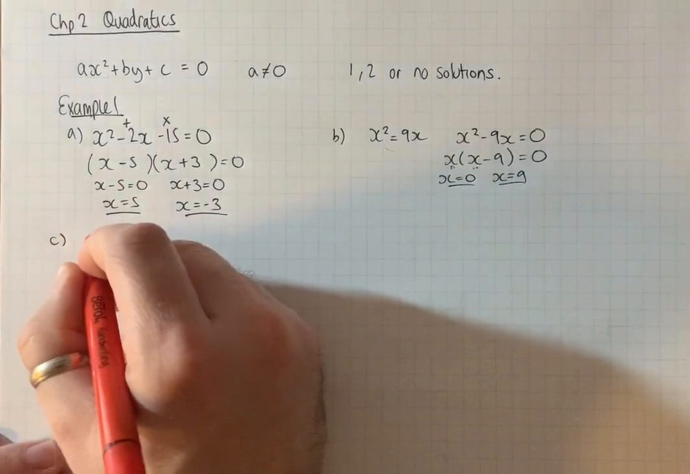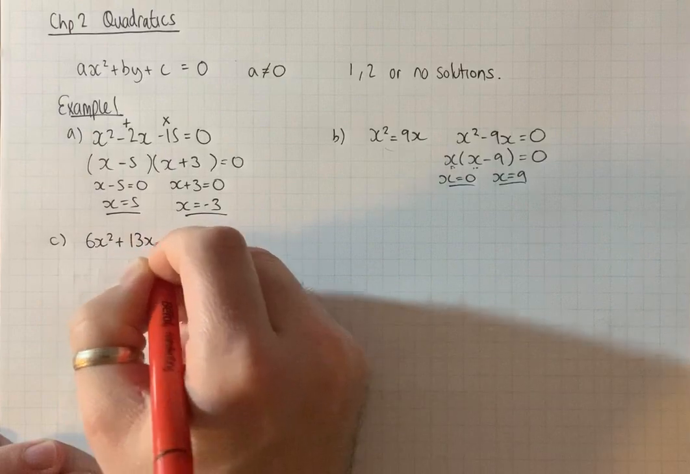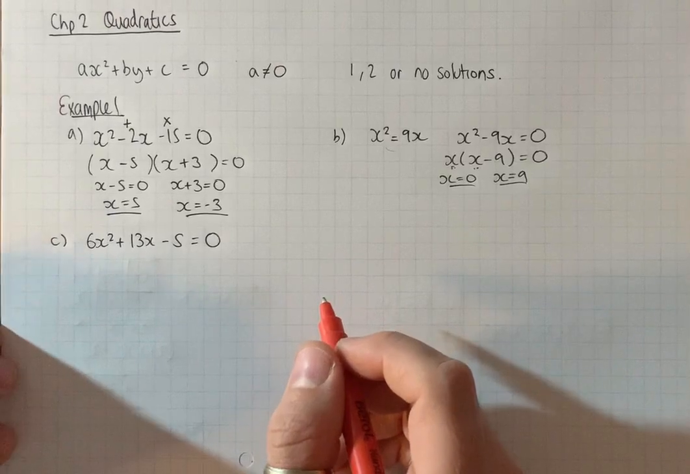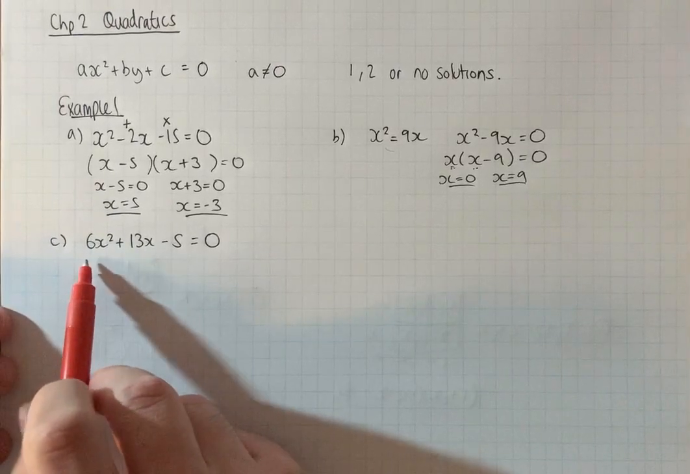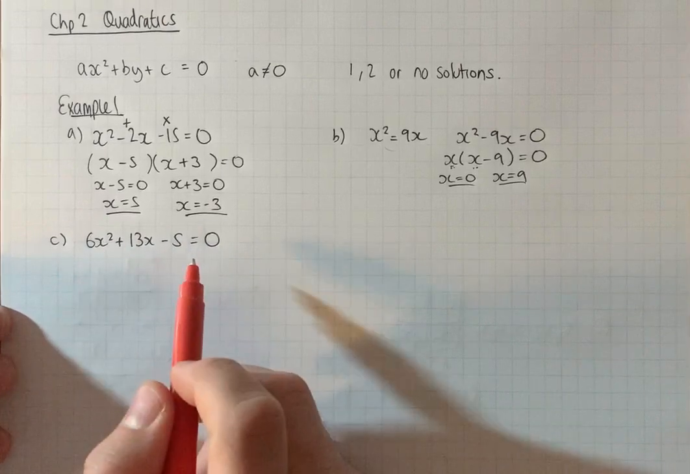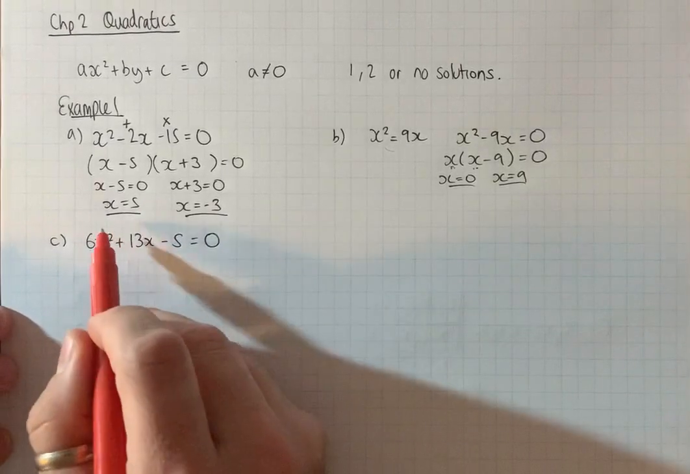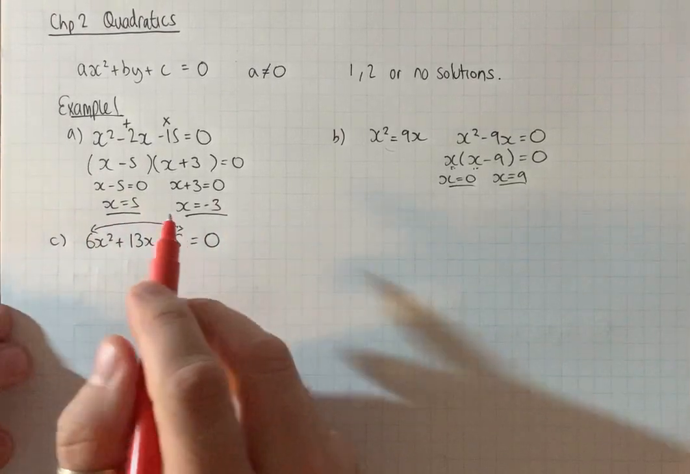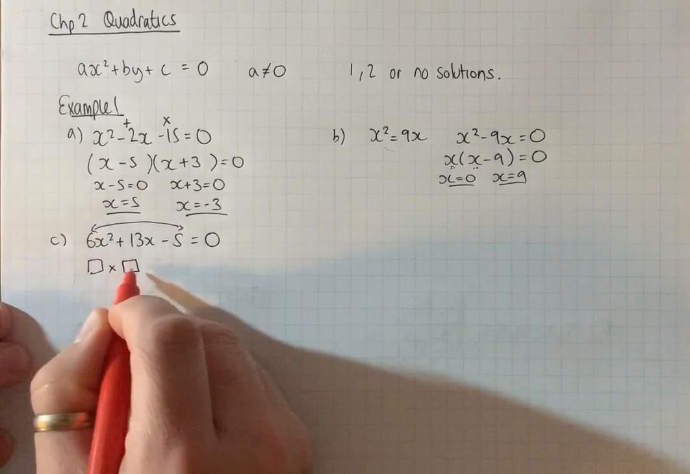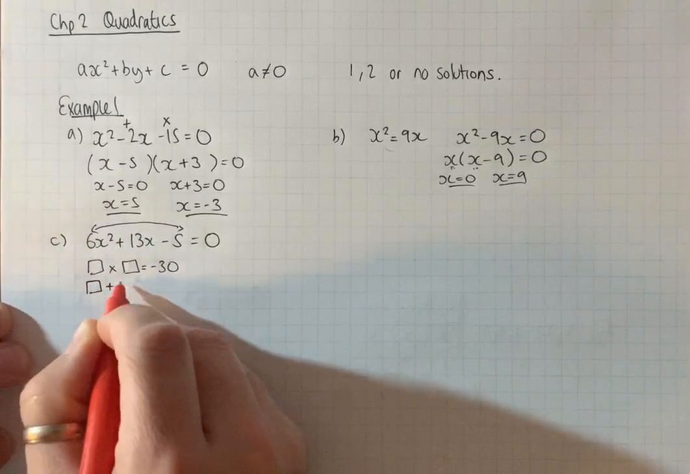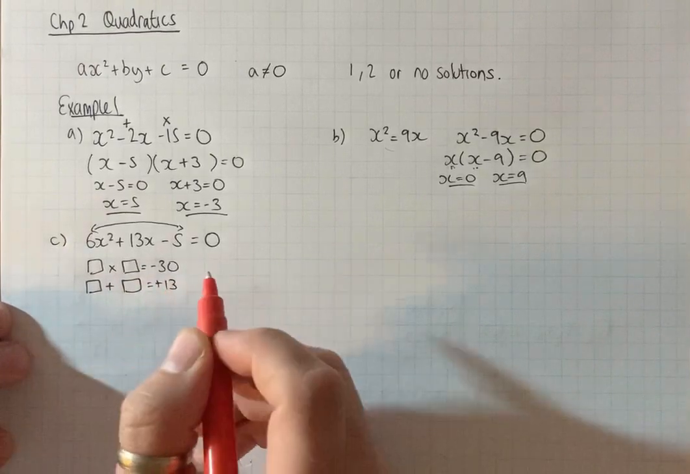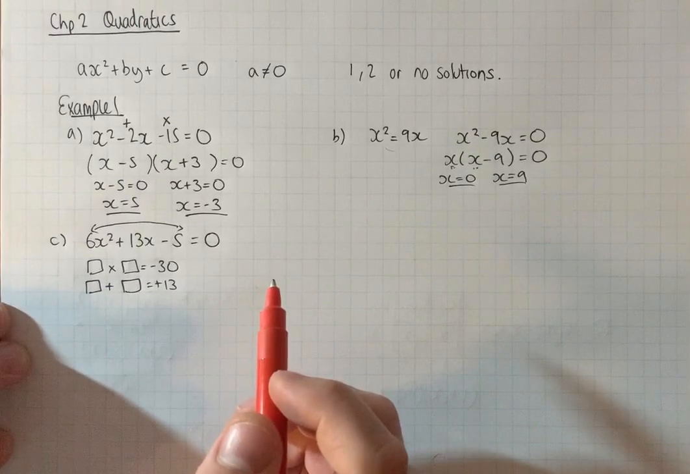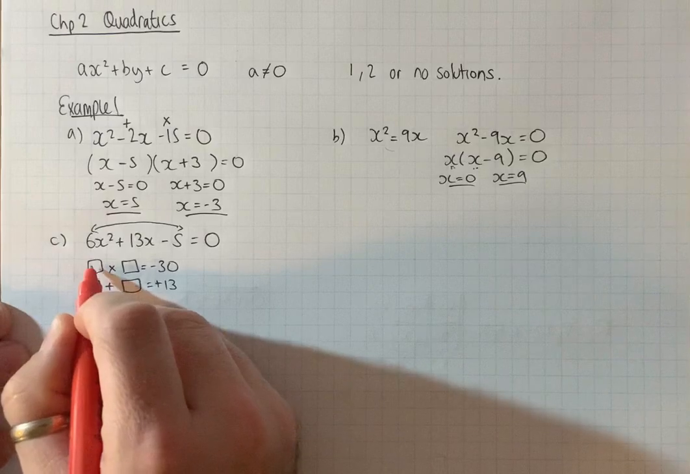C, 6x squared plus 13x take away 5 equals 0. So this is quite a difficult quadratic to factorise. You may be tempted where a isn't equal to 1 to use the quadratic formula. But we'll go for the box method. To do that, we first multiply these two together, which is minus 30. And then we need to think of two numbers that multiply together to give us minus 30, and those same two numbers must add together to give us plus 13. So it's going to be 15 and minus 2.